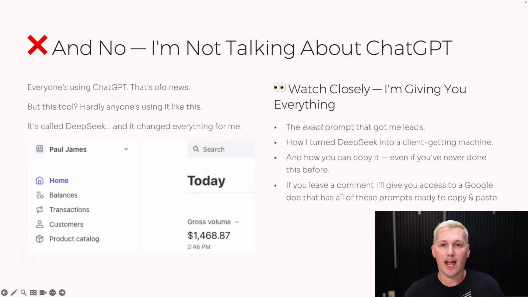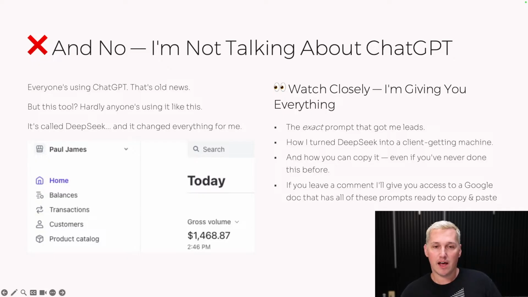But today in this video, I want to share with you the exact steps on how to use this tool. And no, I'm not talking about ChatGPT. Everyone's using ChatGPT. That's old news. But this tool, hardly anyone's using it the way that I'm going to share with you how to use it. And it's called DeepSeek. And it changed everything for me.